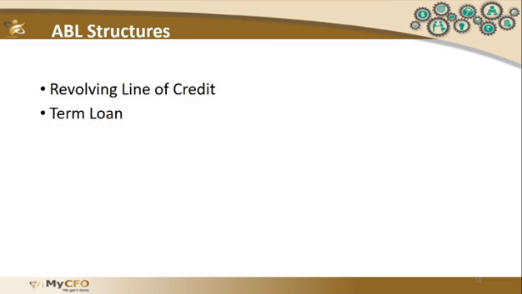The other structure of ABL is a term loan, wherein banks frequently make term loans to ABL borrowers. The term loans commonly finance capital expenditures with the financed assets securing the loan. So there could be a term loan for machinery and equipment if the company wants to buy a bulk of machinery and equipment. So the asset is the machinery and equipment itself.